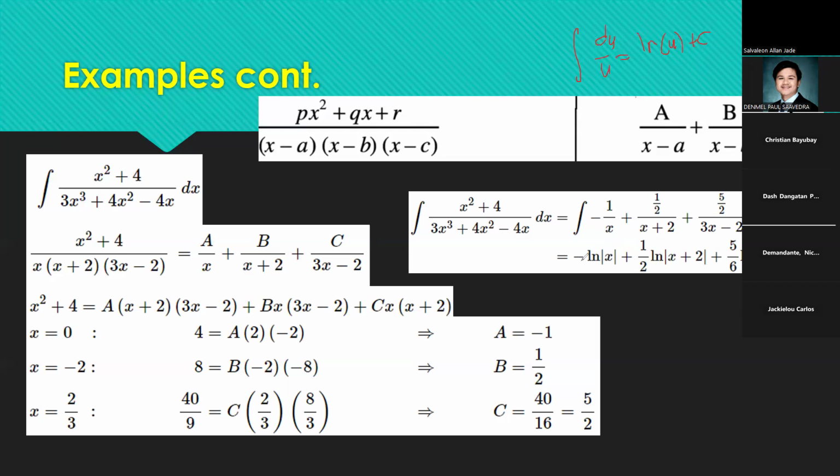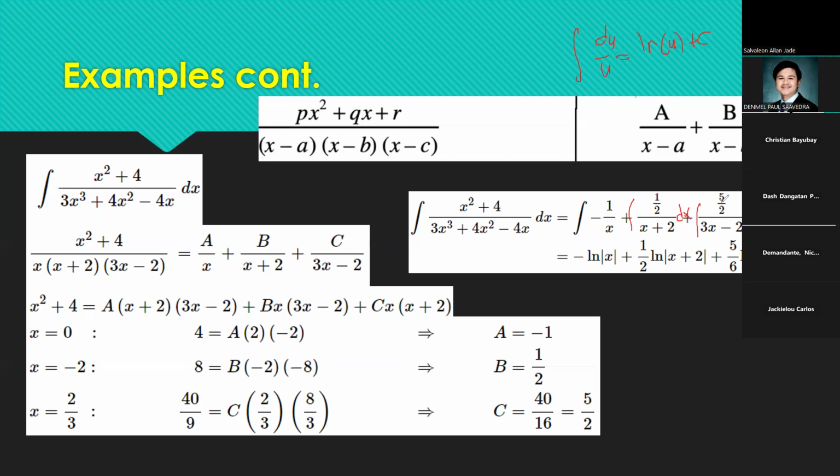Okay, so we will now have negative ln x. For this one, the same thing, just bring out the 1/2 since it's a constant. 1/2 ln x plus 2, since the derivative of x plus 2 is just simply dx. Okay, by default, of course, we have a dx here and then an integral sign. Integral sign and then the dx. Okay, so the answer here is 1/2 ln x plus 2.